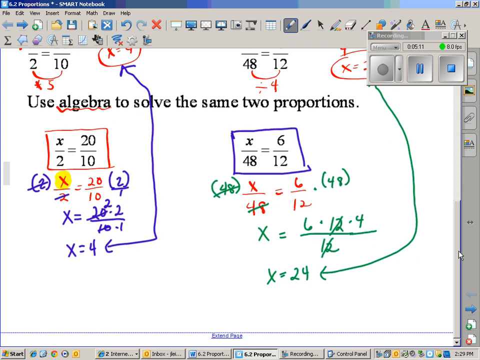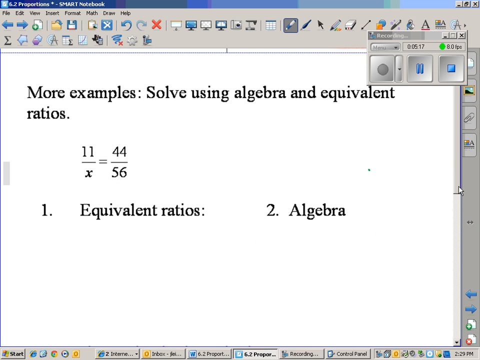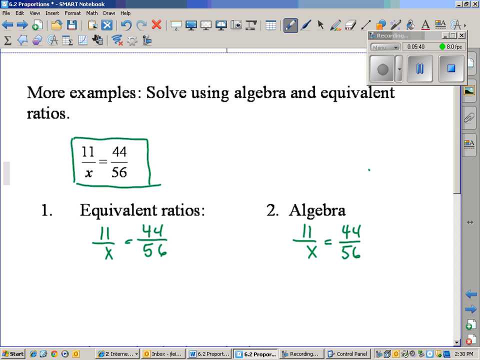So I want you to study these two ways, and we're going to actually do another example using algebra and equivalent ratios. Here's your proportion. I want you to try to use equivalent ratios and solve it. And then I want you to solve it algebraically. So you can pause the video and go back and look at my examples. Pause the video while you have your note sheet, and then come back when you're ready to watch me work it. And hopefully we'll get the same answers.